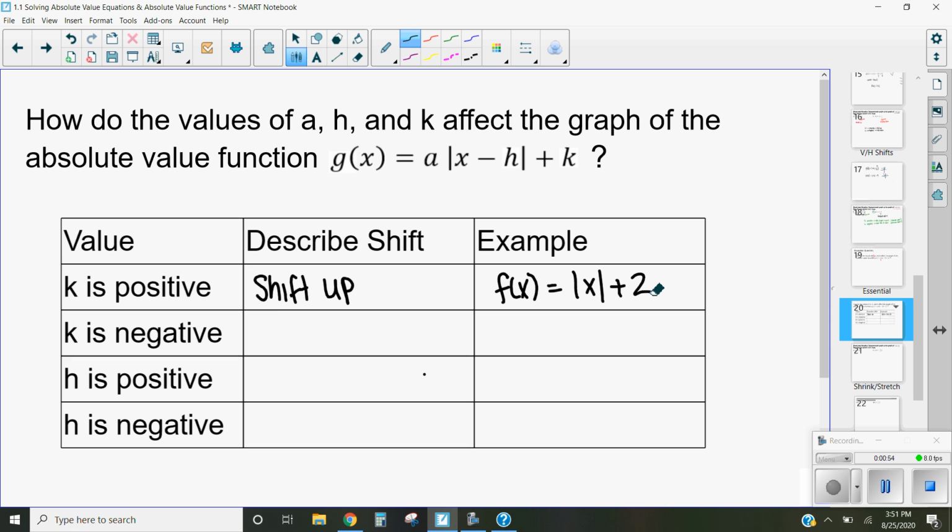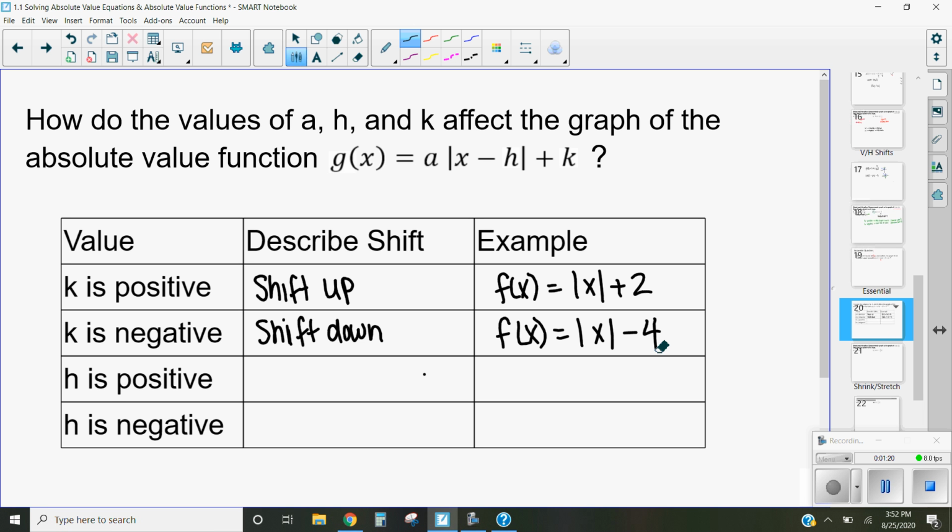When k is negative, it's actually going to shift our graph down. That shift down is going to move it in the other direction. An example of what that might look like is f of x equals the absolute value of x minus 4. So instead of going up 2, this is going to shift it down 4. That's what k does: it shifts it up and down.